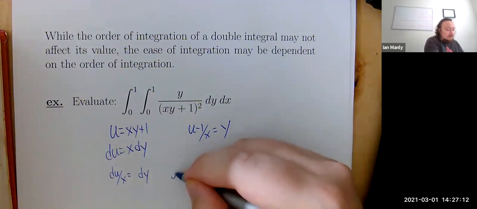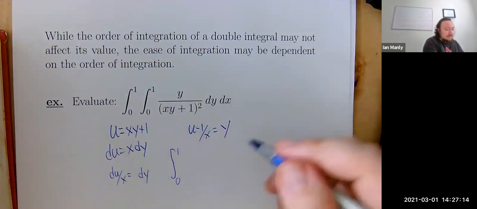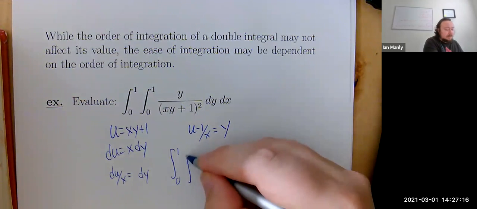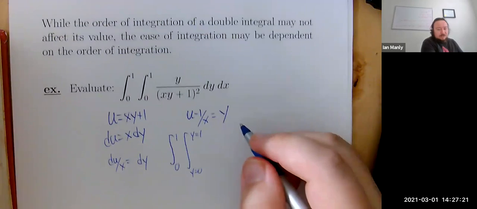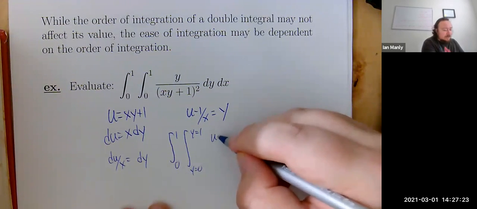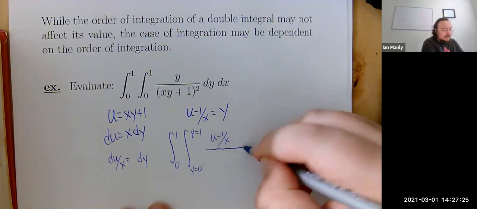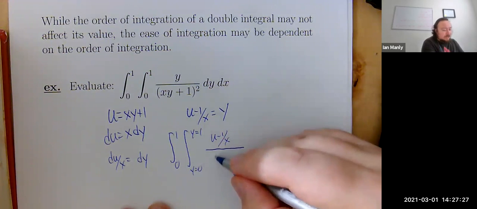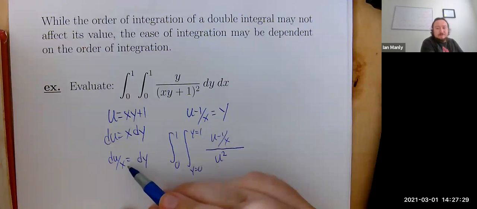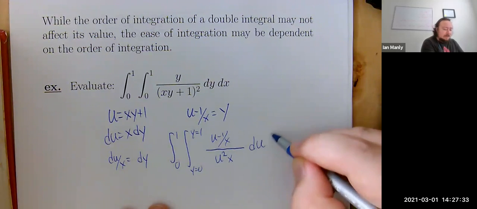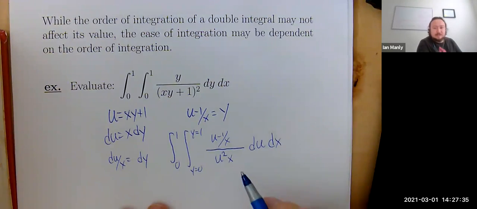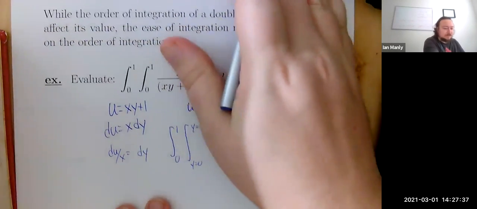All right, let's see what our double integral turns into. We haven't done x's yet, so that's going to remain the same. And then we have y is 0 to y is 1. Now on the top, we had u minus 1 over x. On the bottom, we're going to have u squared. And then remember, we have an extra x here. All right, so this is what our integral turns into.